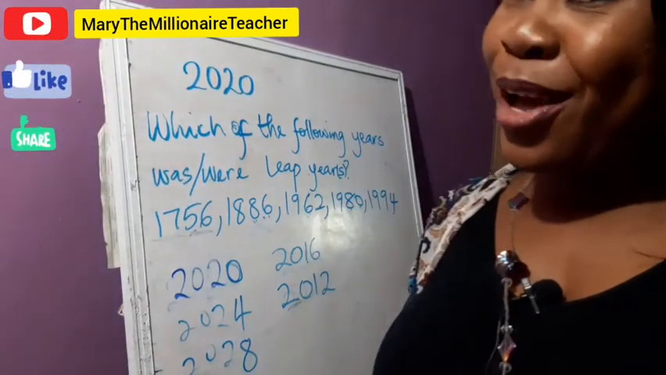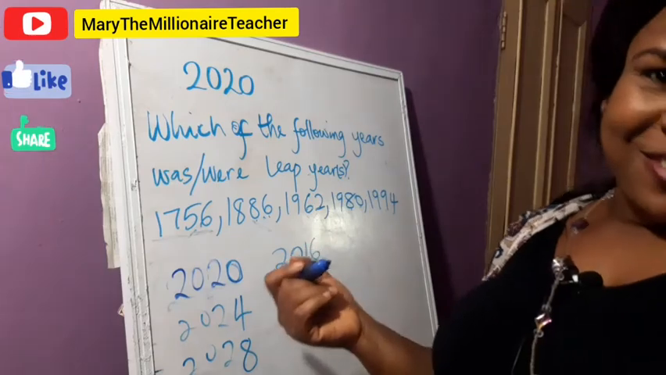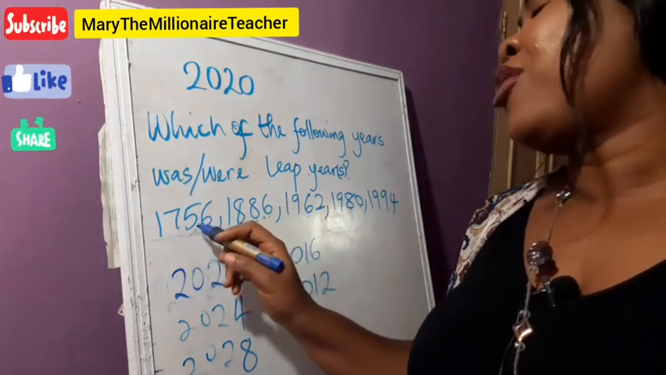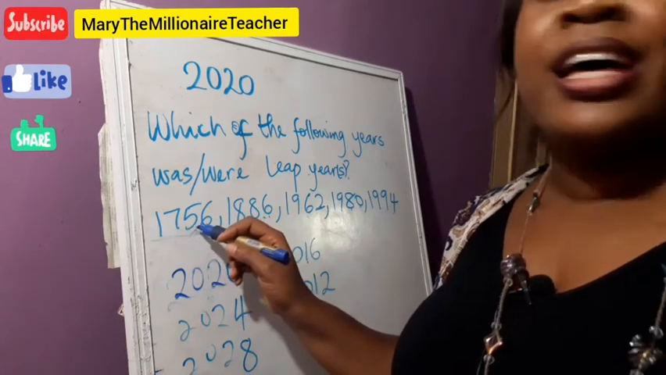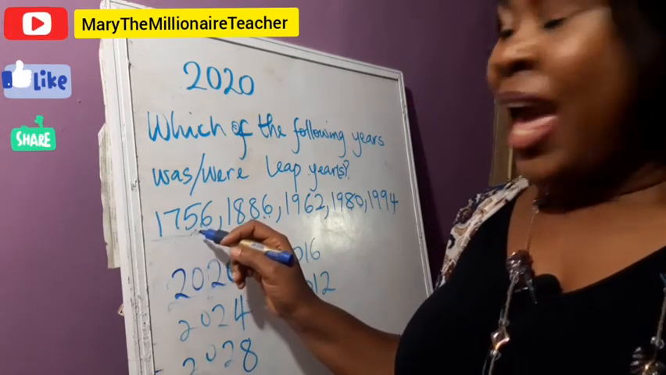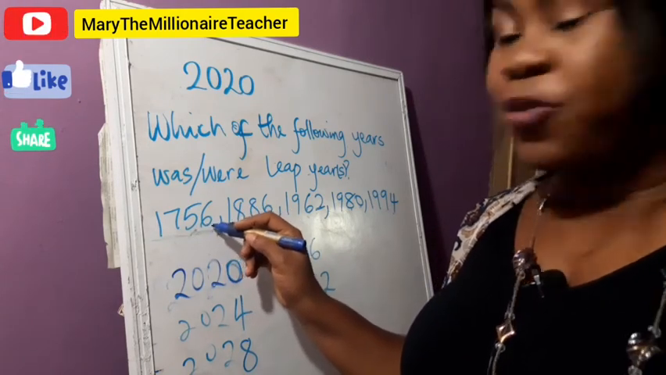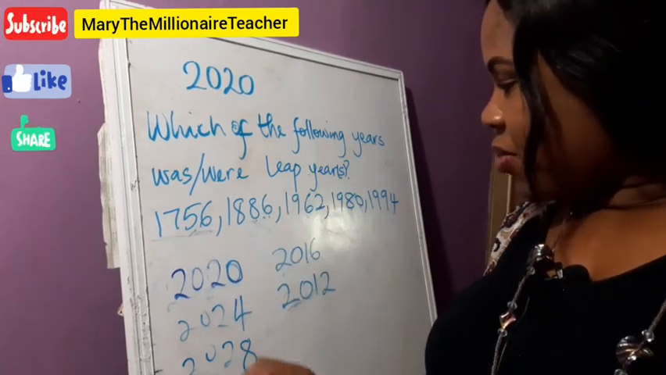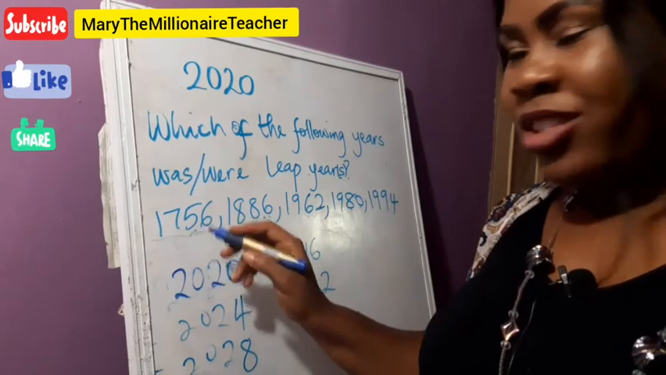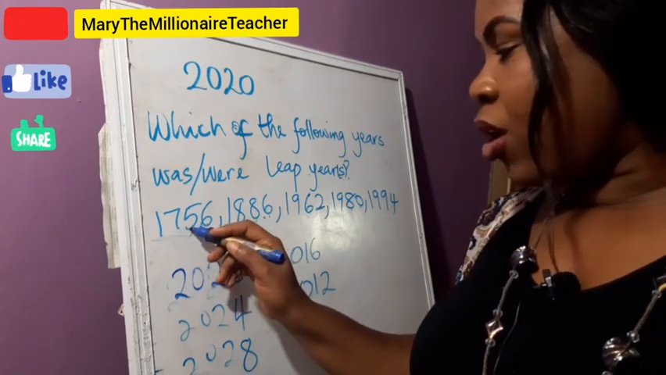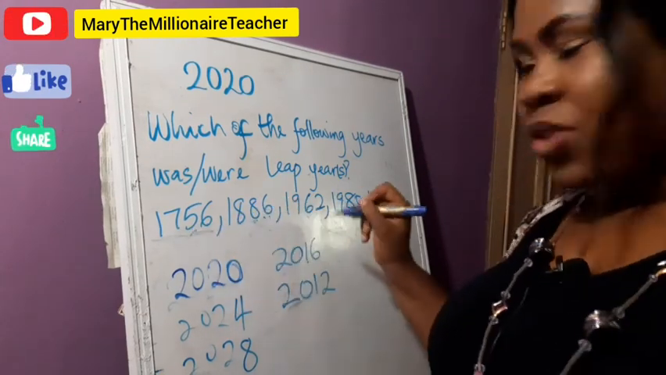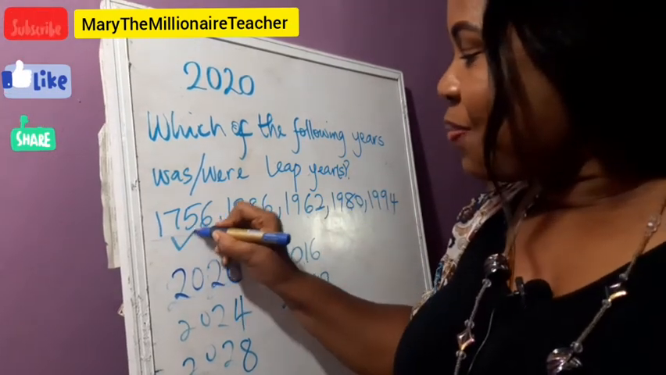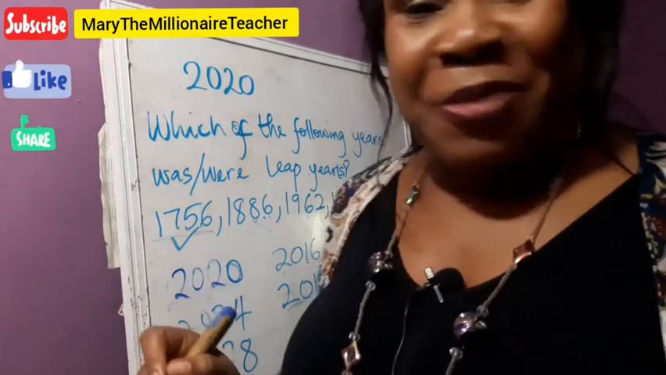Were you able to figure out the answer? Let's see if you tried it. This is 1756. The third digit is an odd number, and the fourth digit is 6. So from what we determined here, when the third digit is an odd number and the last digit is a 6, then it is a leap year. So yippee, this is a leap year.